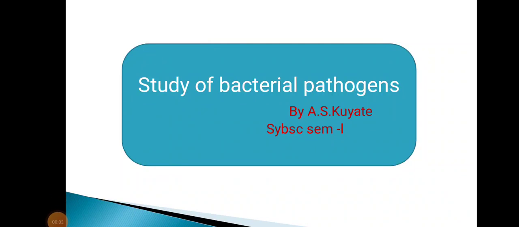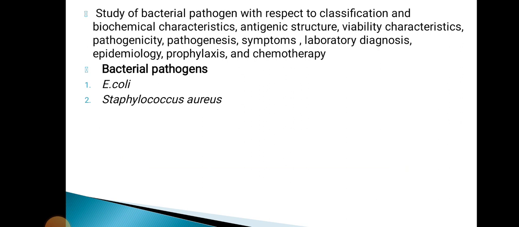Today we'll discuss the study of bacterial pathogens with respect to classification and biochemical characteristics, antigenic structure, viability characteristics, pathogenicity, pathogenesis, symptoms, laboratory diagnosis, epidemiology, prophylaxis, and chemotherapy. We will study each pathogen. Of the bacterial pathogens, we will study two. The first one is E. coli and the second one is Staphylococcus aureus.